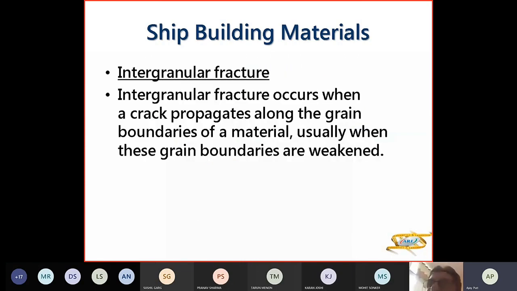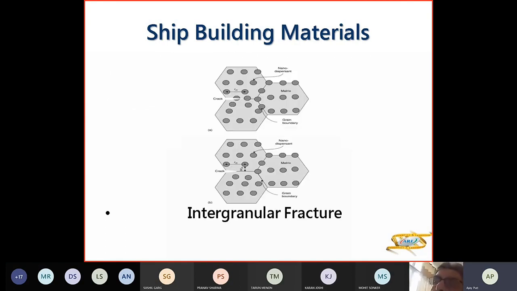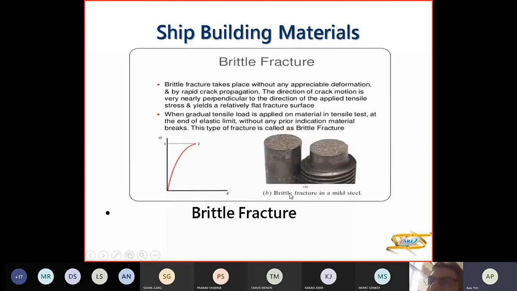The second type is intergranular fracture, where your crack will occur around the grain boundaries of the material, which become weakened. So your breaking will be on the grain boundaries here. That is intergranular fracture.